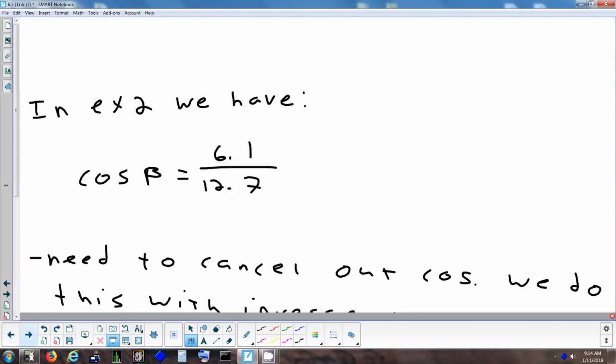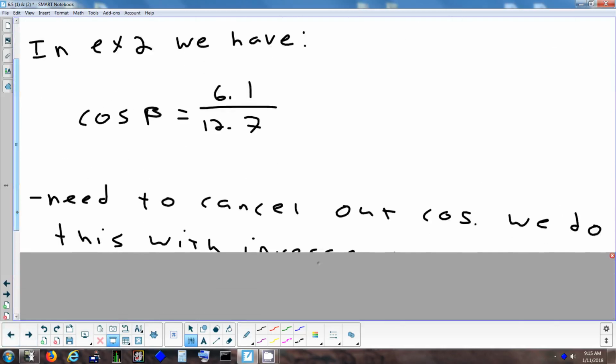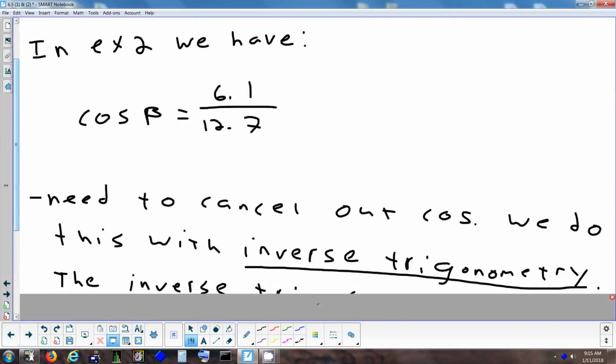We're going to do the same thing to cancel out sine when we solve for alpha too. But I'll start with the cosine. So to cancel out cosine, we have to use a function that's the inverse of cosine. And we just call it inverse cosine. It doesn't have a different name. Just inverse cosine.